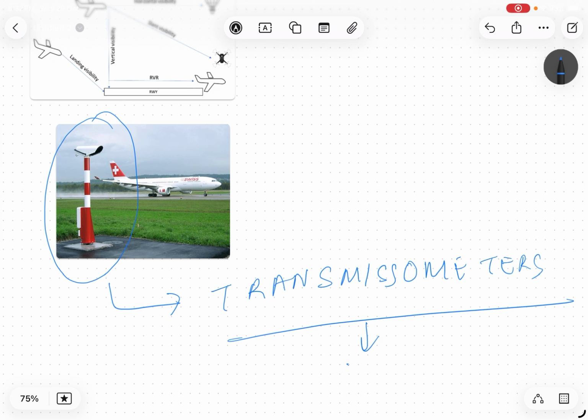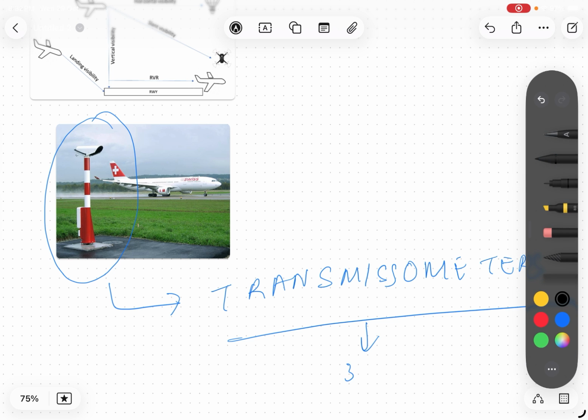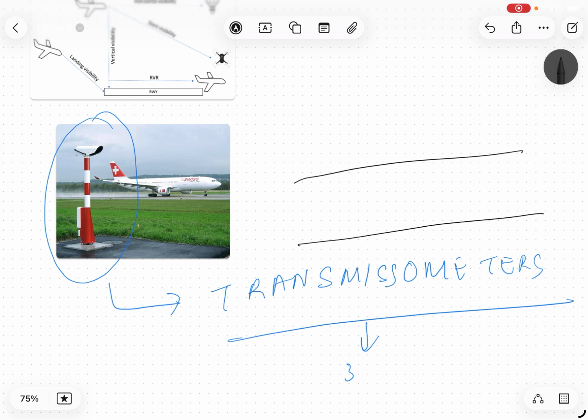So there are total 3 of them. So if this is the runway, for example, let me make it with the black color. So if this is the runway, okay, this is the whole runway. In that case, I'll divide the runway into 3 equal parts. So this will be my touchdown zone, this would be my mid zone, and this would be my end or stop end zone. So there would be 3 transmissometers.